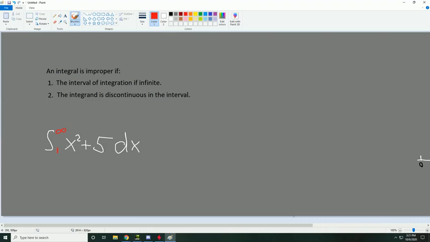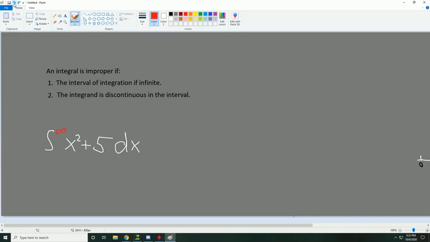So let's take a look at our example problem down here. This example asks, what is the integral from 1 to infinity of x squared plus 5 dx? So how do we determine if this integral is improper? Number one asks, is the interval of integration infinite? Then it is improper. We have an infinity sign right here, so therefore it is improper. It's as simple as that. There's no need to overcomplicate it.